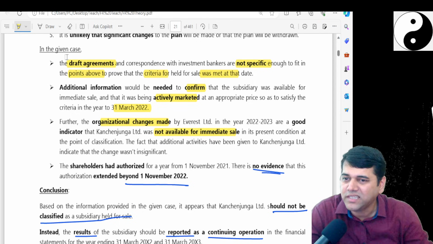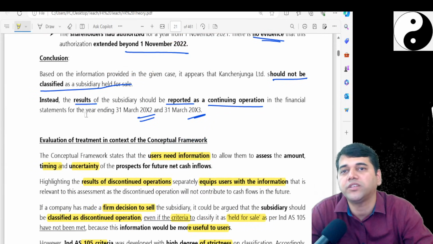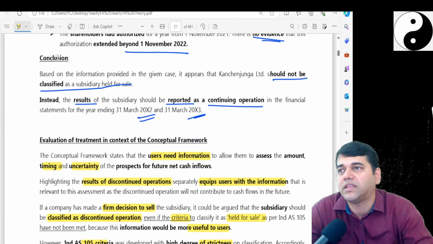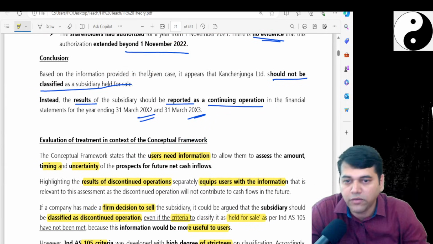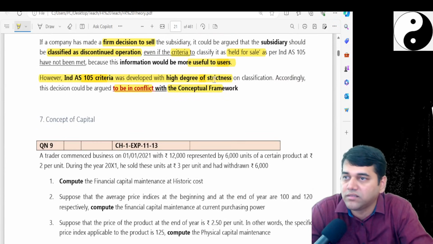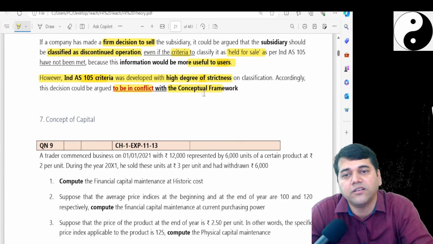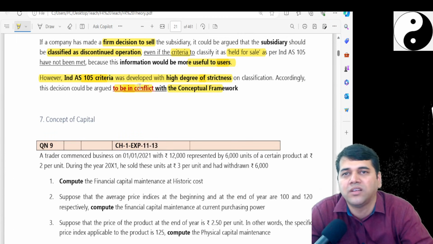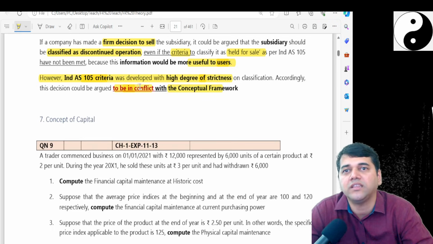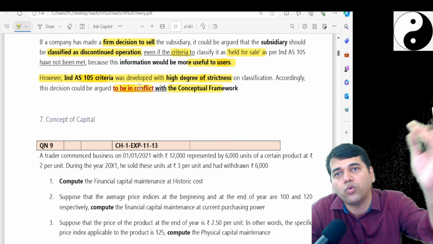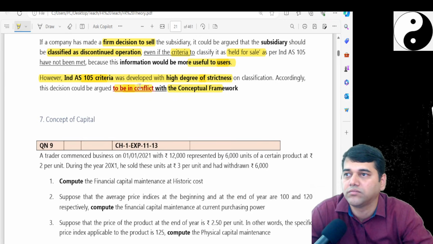They may say it, but primarily it's a continuing operation, because as per 105, the criteria didn't fulfill. That's why 105 is very strict there, and this conceptual framework is much more lenient. They say please disclose it. But since we started with one thing, the conceptual framework cannot override it, nothing doing.